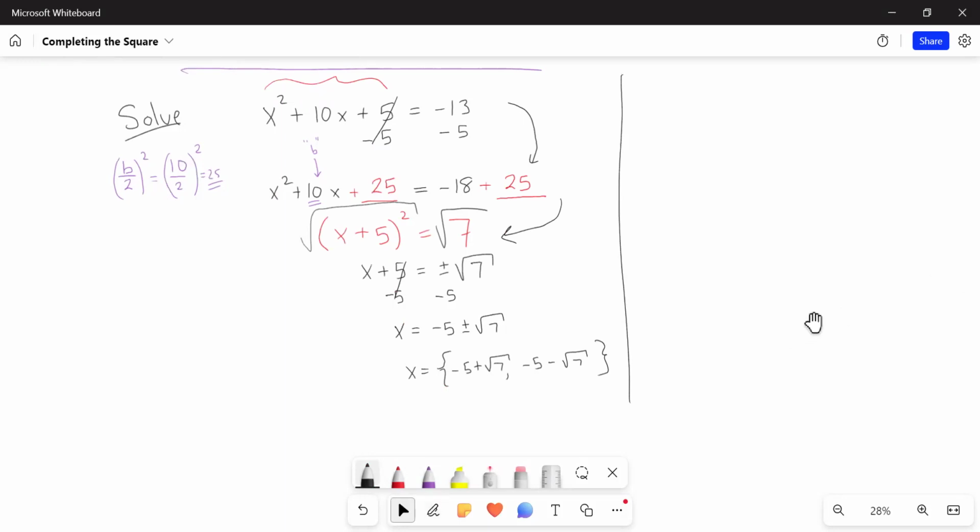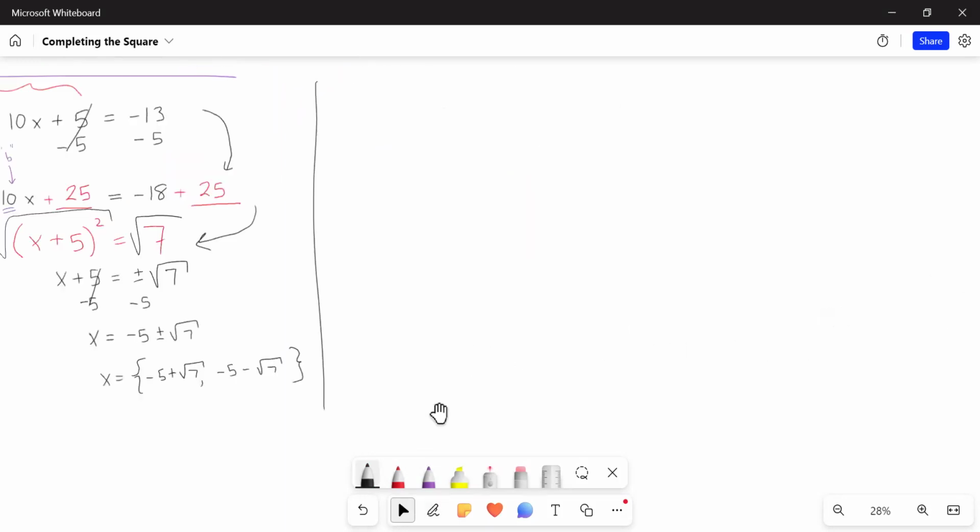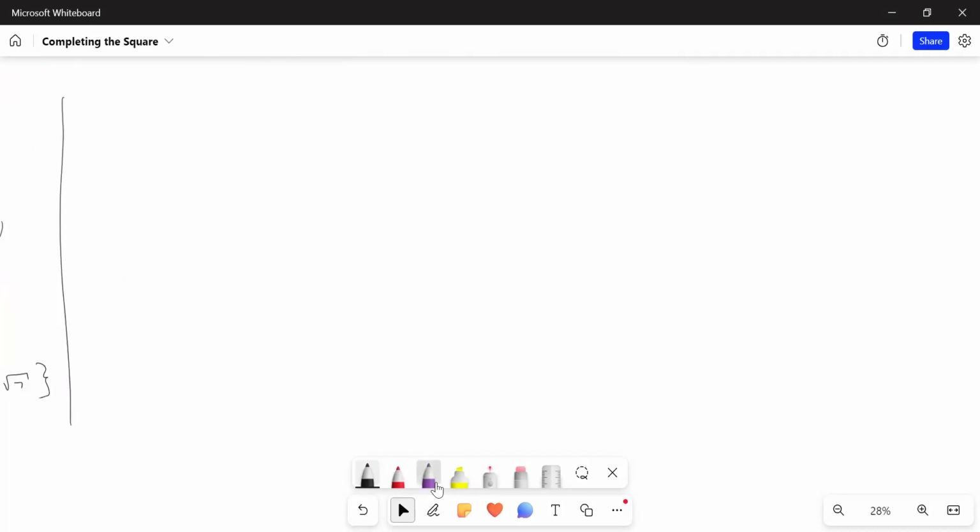All right, we'll need to see another example of this. So let's take a look at a second example. I'm going to solve with the same technique, x squared plus 7x plus 2 equals 0.